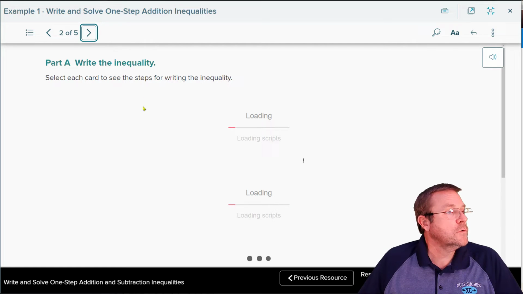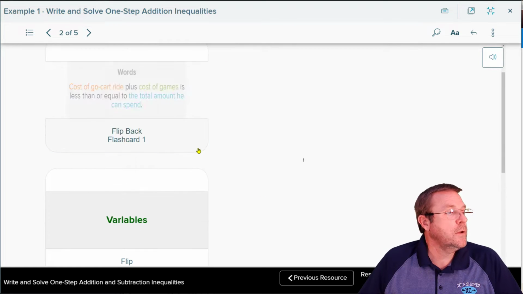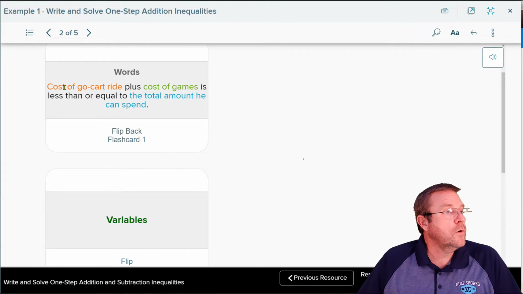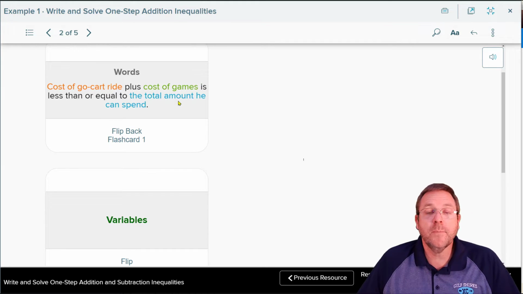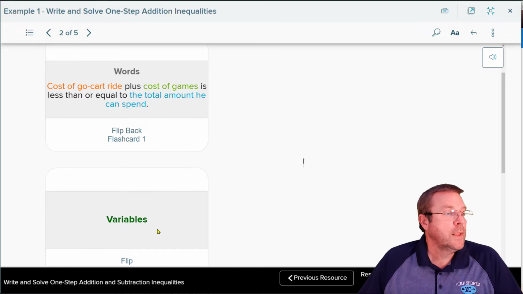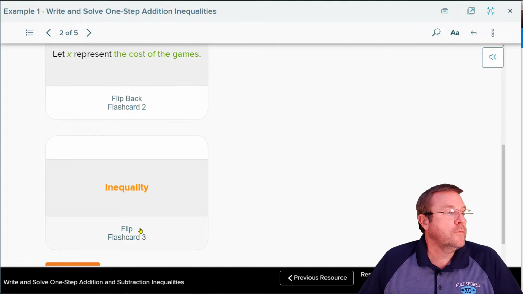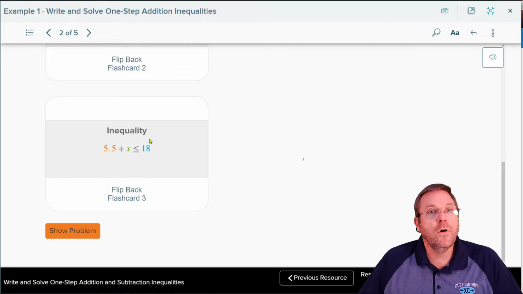Going to select our cards to see what the steps are for writing an inequality. First off, look at it in words. The cost of the go-kart ride plus the games is less than or equal to the total amount you can spend. Pretty much what I just told you. If we were to use variables for that, they said let x equal the cost of the game. So we've defined our variable, and after we define our variable, then we can write our inequality that says $5.50 plus x has to be less than or equal to the $18. And right there is the inequality we would need to use.